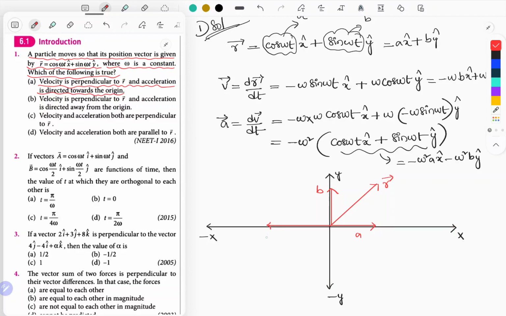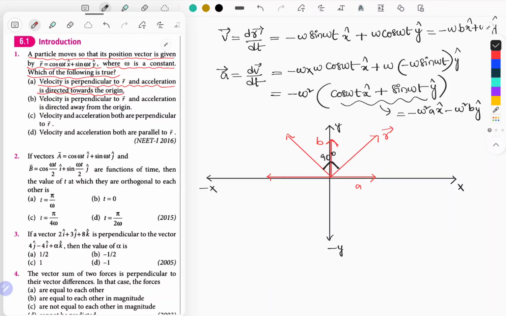Okay, so this is going to be minus omega B. And what about remaining omega into A? So which is along x axis, sorry, y axis. Let me represent that. So it is in the same direction. Then resultant is going to be now in this direction. Now what is the angle between these two? So angle between these two is going to be 90 degrees. So this is how we can decide.